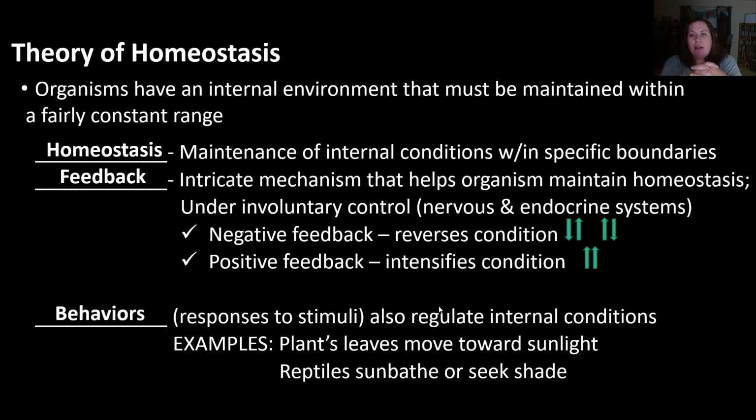Now, behaviors can also help us in this whole idea of homeostasis. An example is plants' leaves may move towards the sun. Reptiles sunbathe or seek shade depending on their body temperature because they are cold-blooded, which they're really not. They're ectothermic, meaning they rely on the environment for their temperature. And so they'll sunbathe if they're cold or they'll seek shade if they're too hot. So behaviors are also part of this idea of homeostasis.